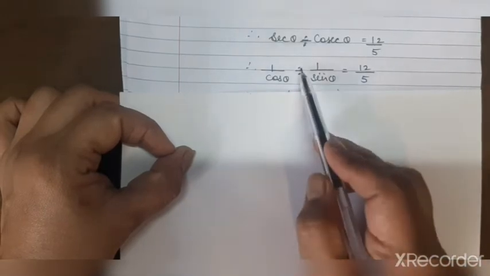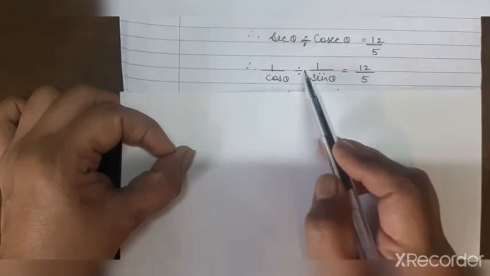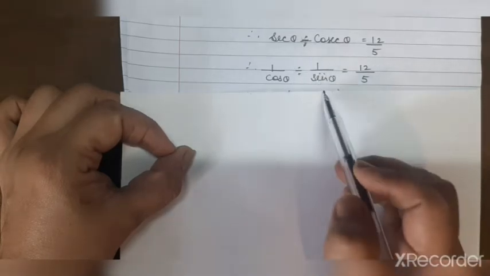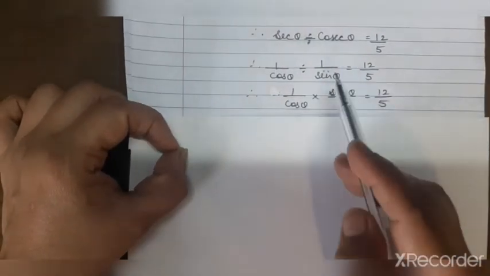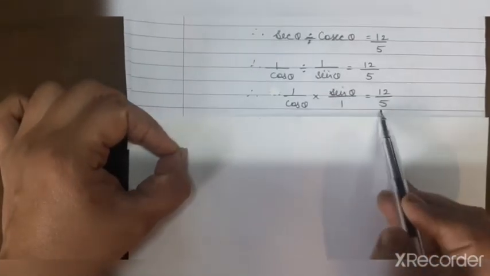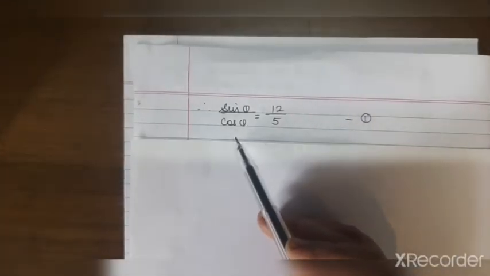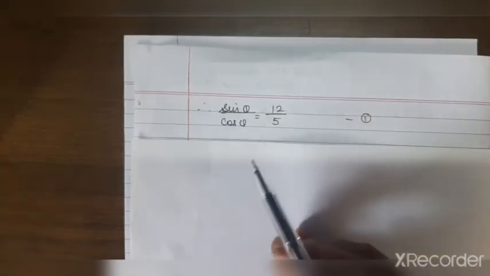Now this division we have to convert to multiplication. When we multiply, this 1 upon sine becomes sine upon 1. Okay, and therefore 1 into sine theta is sine theta upon cos theta. Okay, so you can see here sine theta upon cos theta equal to 12 upon 5. Now sine theta upon cos theta, we know it is tan theta. So tan theta is equal to 12 upon 5.